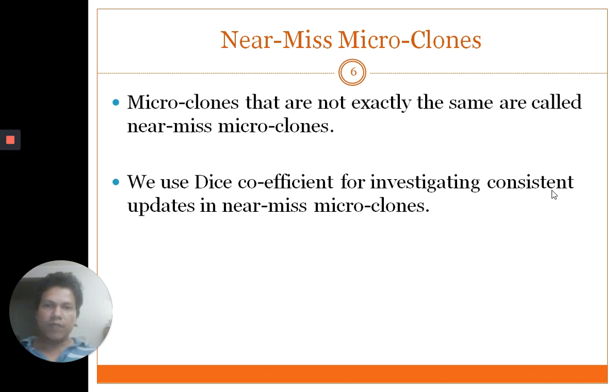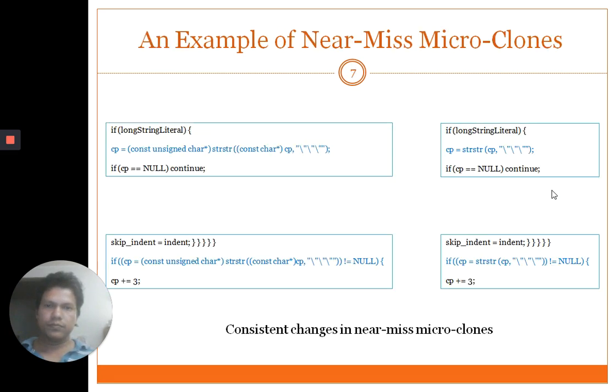In our research, the microclones that are not exactly the same have been called near-miss microclones. We investigate consistent updates in near-miss microclones using the dice coefficient. This slide shows an example of consistent updates in near-miss microclones. We can see two code fragments here, code fragment 1 and code fragment 2. If we look at the code fragments, we realize that they cannot be clones of each other because the lines in these two code fragments are not syntactically similar.